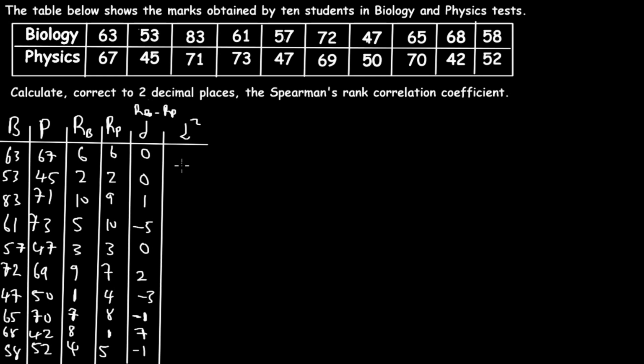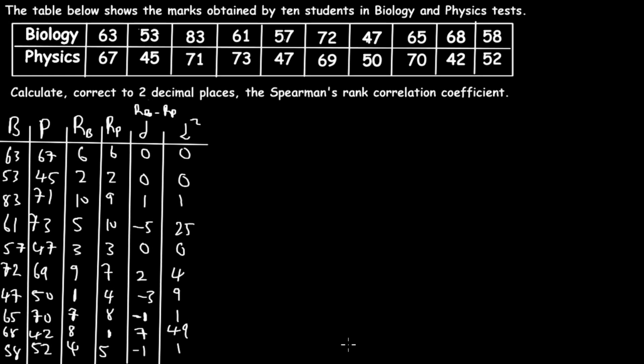Perfect. Now we need to take the square. 0 squared is 0. 0 squared is 0. 1 squared is 1. Minus 5 squared is 25. Again, 0 squared is 0. 2 squared is 4. Minus 3 squared is 9. Minus 1 squared is 1. 7 squared is 49. Minus 1 squared is 1.